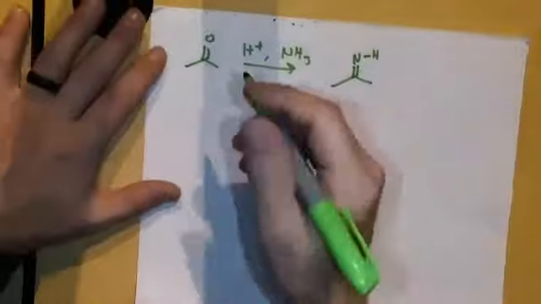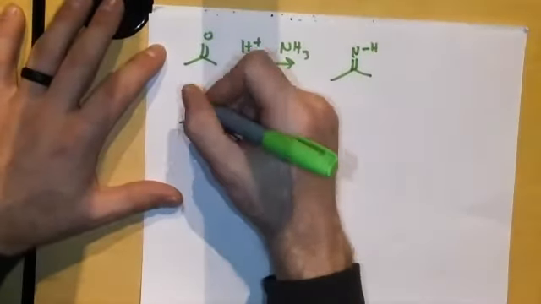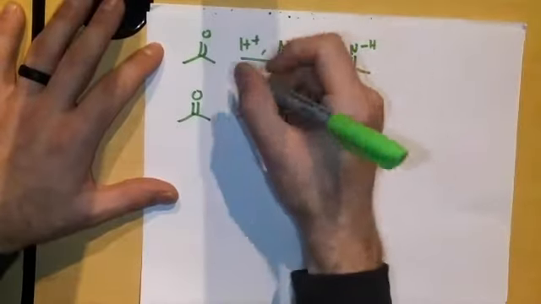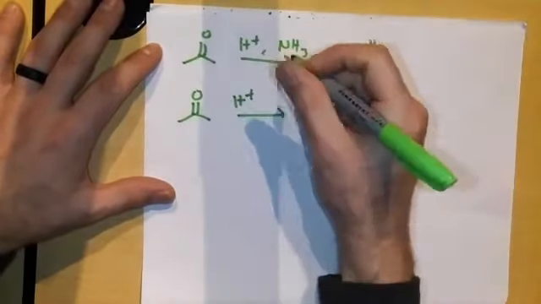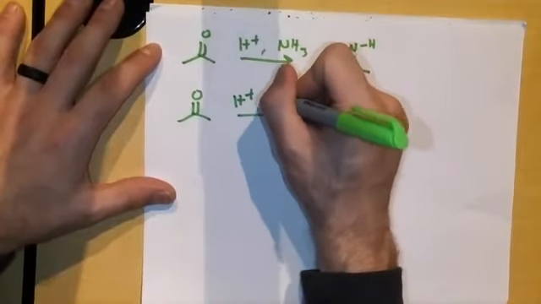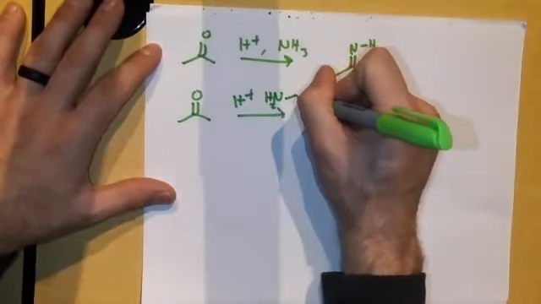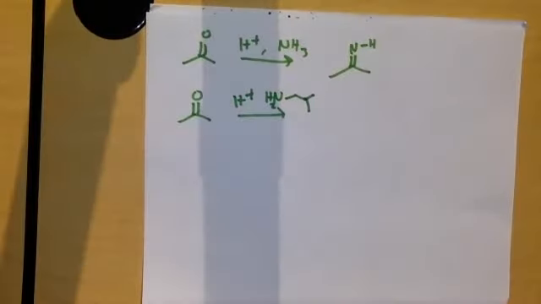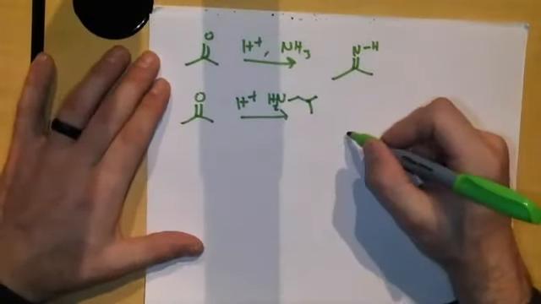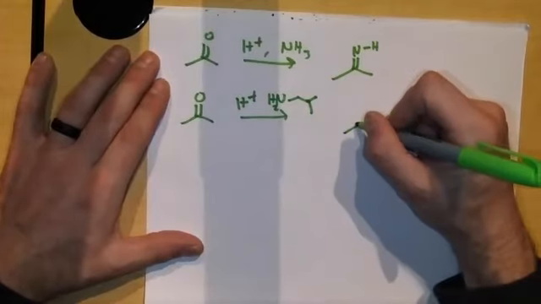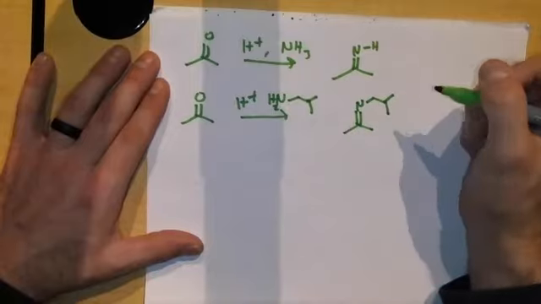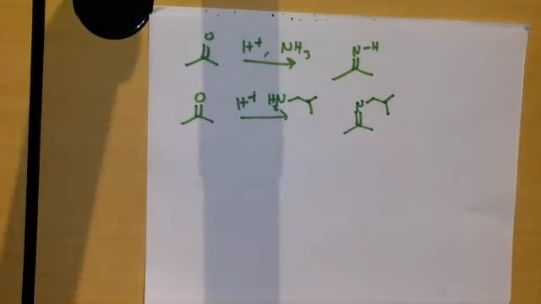We throw in a secondary, or sorry, a primary one now. This was not substituted at all. So let's do isobutyl, mix it up a little bit. Isobutylamine here. We'll keep that isobutyl, we'll lose 2 of the protons. We can generate this imine.